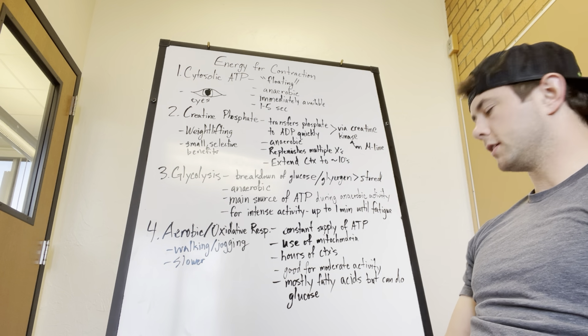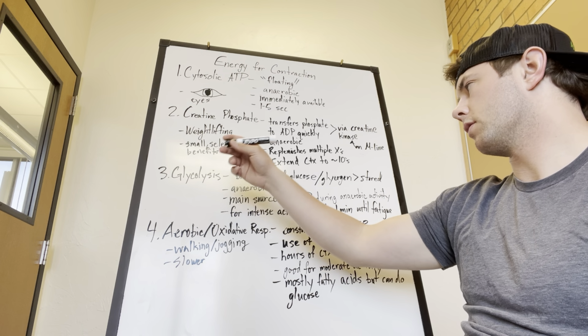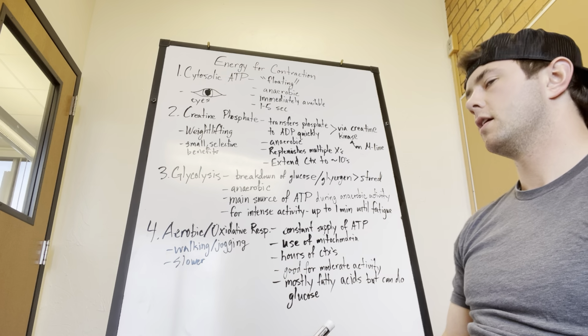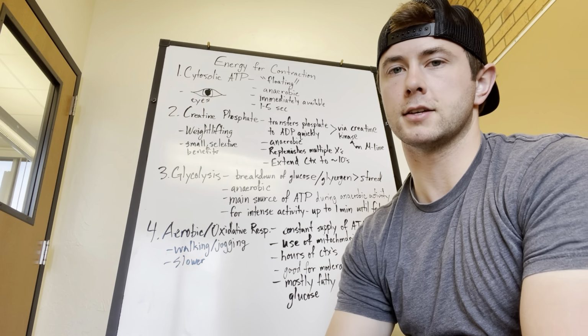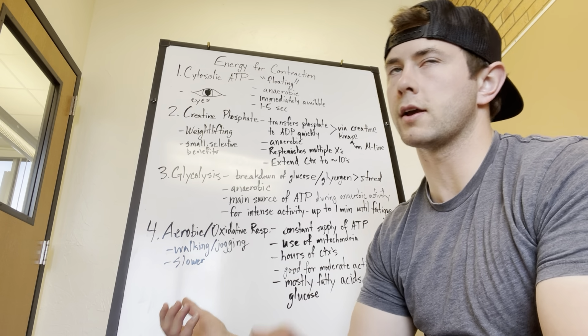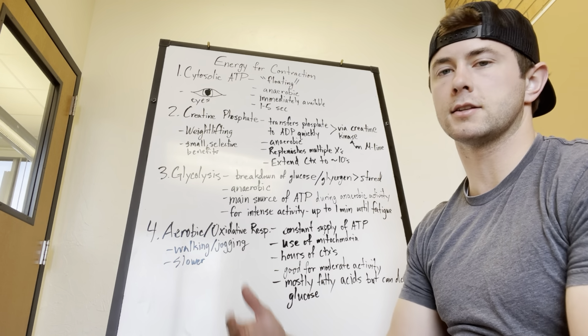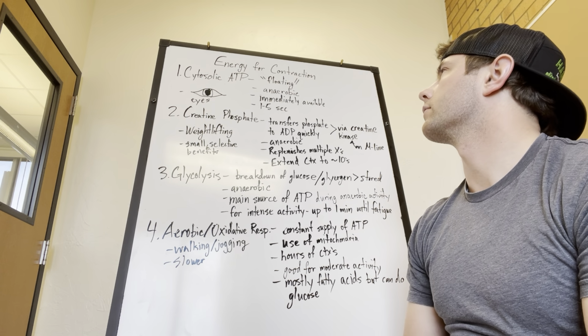And then finally, in glycolysis, we broke down glucose. But with oxidative respiration, we can break down glucose, but it prefers fatty acids. It's just more bang for its buck. And so it's going to prioritize the fatty acids in its breakdown to produce more ATP for your movement.